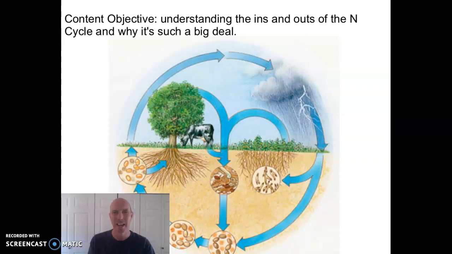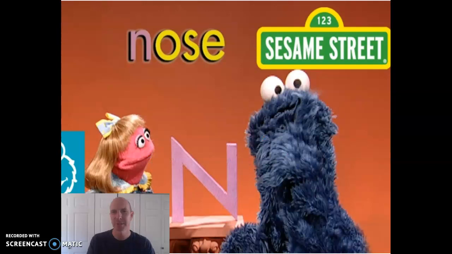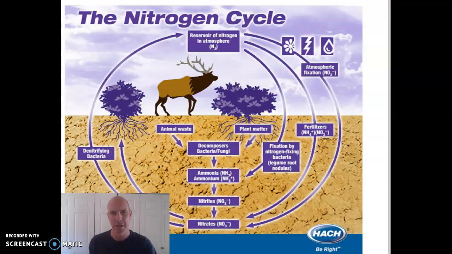And here we are again. We're still working on nitrogen, which means our Sesame Street letter of the day is still N for nose and for nitrogen. And without nitrogen, there would be no nose. And so recall with the nitrogen cycle, we've got nitrogen that's changing from one form to the other, and bacteria is the major player that's making all that happen.